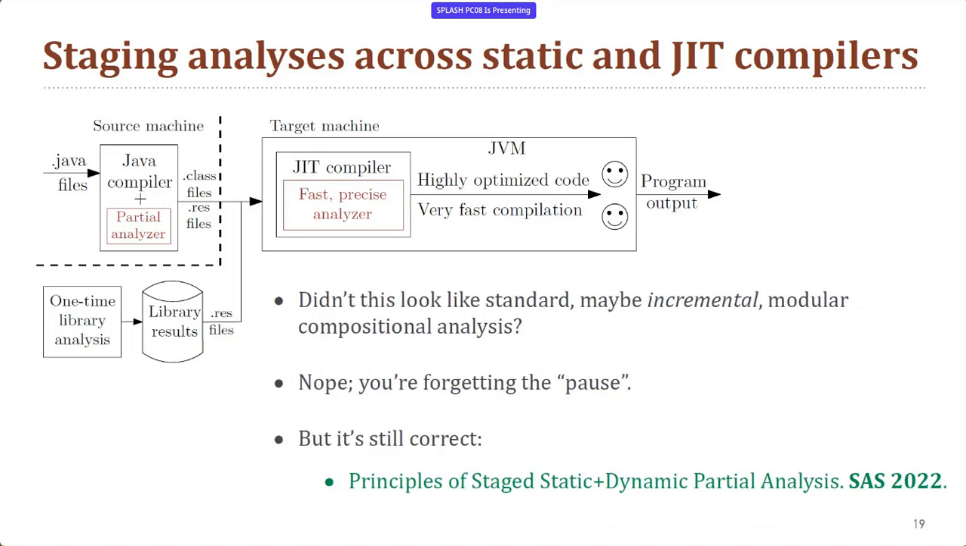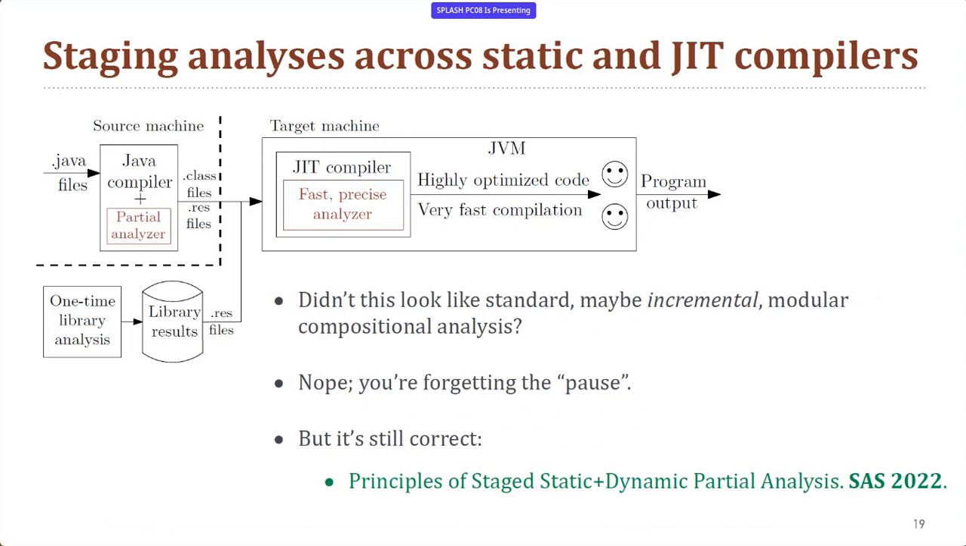And then, this is post-Onward 2020. We actually had a paper 2 days ago in SAS 2022 where we said that actually splitting this analysis the way we were doing it can be just seen as partial evaluation, and we said partial evaluation is known to be correct, so this is also correct.